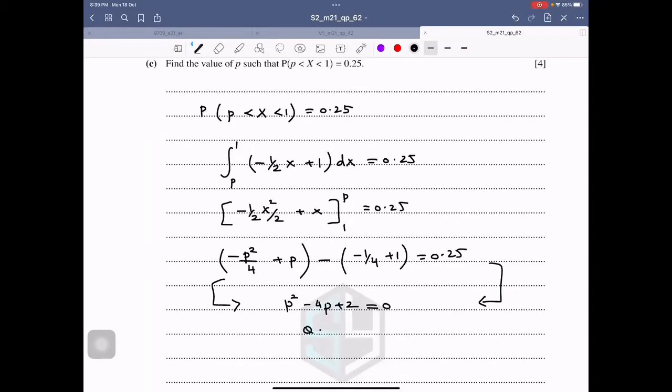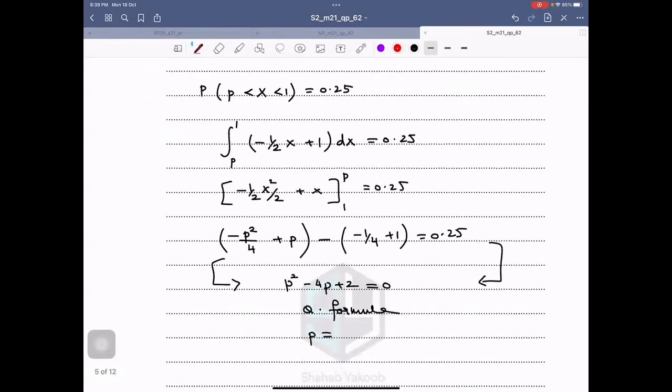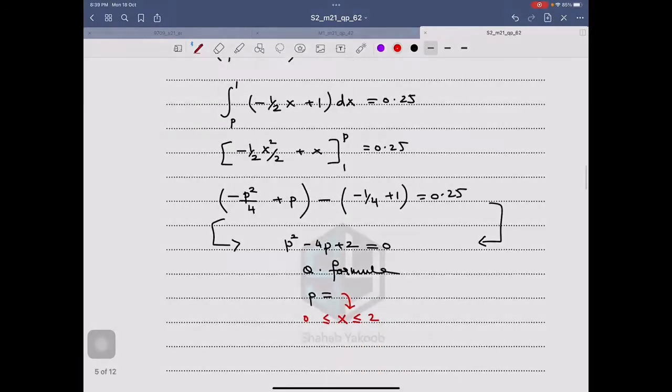And then you can use the quadratic formula, or middle term factorization, whichever is relevant, and you will find the value of p. Of course, you would accept the value which has to lie between the range 0 and 2. So p should lie in this range. If there is any value which is not lying in the range, discard it. And that completes this particular question.